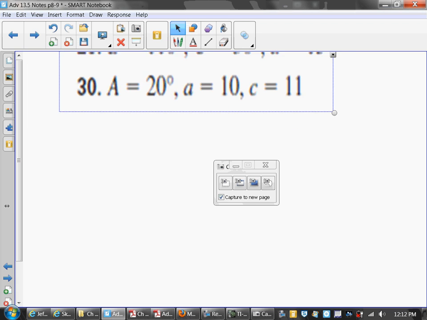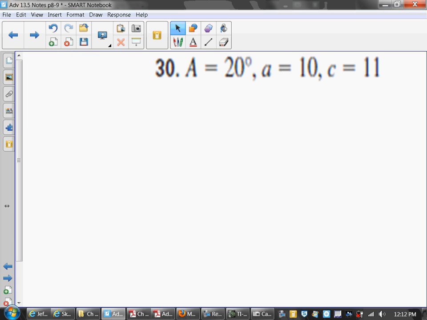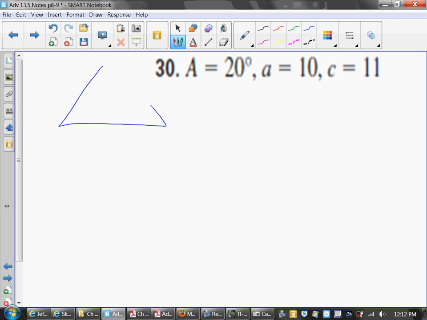So here we go. Here's the case when you have two triangles. We all agree on number 30, you figured out you had two triangles, right? All right, so we have A, B, and C. 20 degrees is to 10 as 11. So since our side-side-angle has an acute given angle, we went through all of our four scenarios, and we found out that we wound up having the possibility of having two separate triangles.